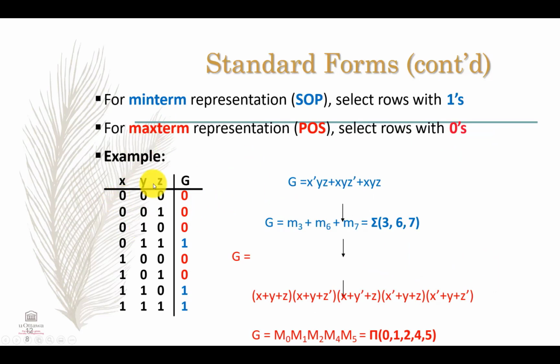Here, let's suppose that I have a function g, and I would like to represent it in terms of the sum of the minterms. So I have to pay attention to here, and here, and here. Remember, guys, those are the minterms from 0 to the minterm 7. So basically the function g is high at minterm 3, m3, as well as m6 and m7.